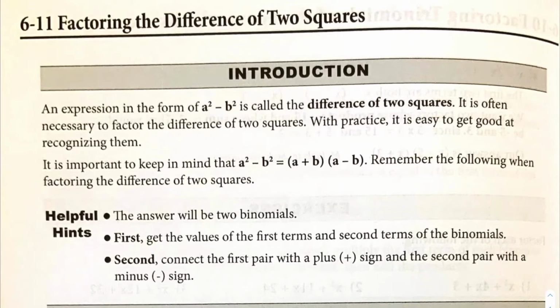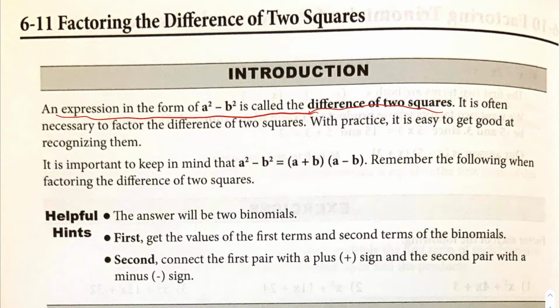Today we're going to be talking about the difference of two squares. And I need you to write down this first sentence for me. An expression in the form a squared minus b squared is called the difference of two squares. It's often necessary to factor the difference of two squares, and with practice it's easy to get good at recognizing them.